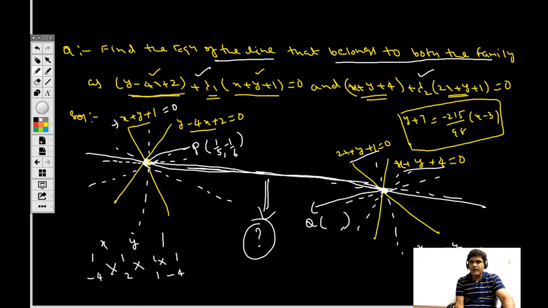x, y, 1. Here start with the y coefficient: 1, 1, 2, 1, and 1, 4, 1, 1, like this. You calculate, and Q is 3 comma minus 7. Now the question, now the required line is what?